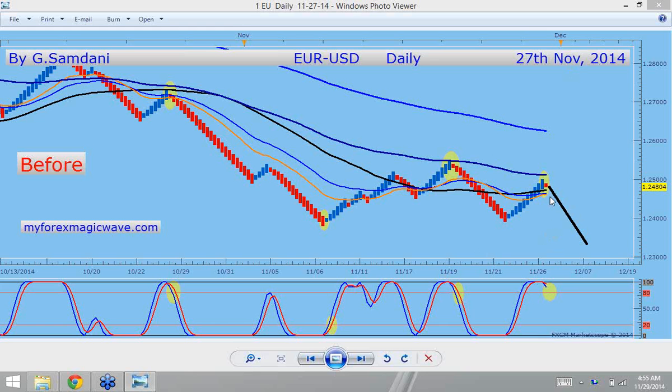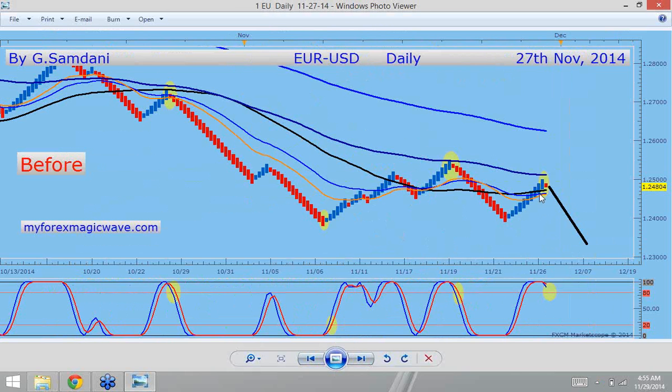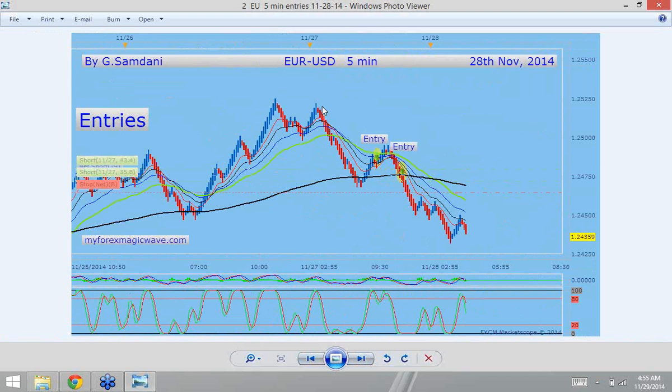27 November, we had set up this one. I marked it. I set it up on my other screen, and then on the other screen, I started watching 5 minute and 1 minute charts, and this is the one I got. EUR-USD 5 minute on November 28. These are the two entries I took. You see this small red candle here? This is the drop here, and that created a small red candle on the daily chart.